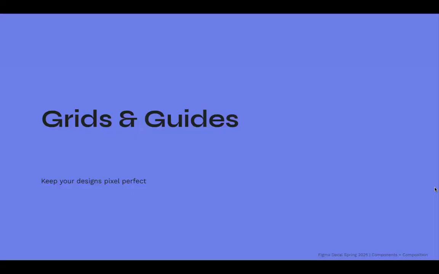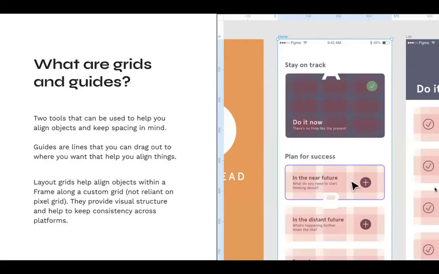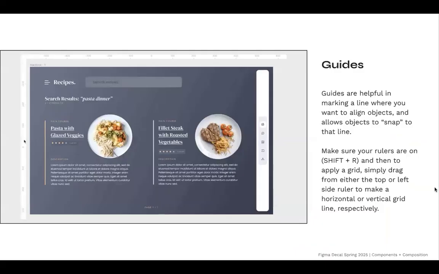Grids and guides. These are two tools that can be used to help you align objects and keep spacing in mind. So guides are lines that you can drag out to where you want that help you align things, and then layout grids help align objects within a frame along a custom grid that's not reliant on a pixel grid. And they provide visual structure and help to keep consistency across platforms. So guides are really helpful when you're marking a line and you want to align objects and then allow objects to snap to that line.